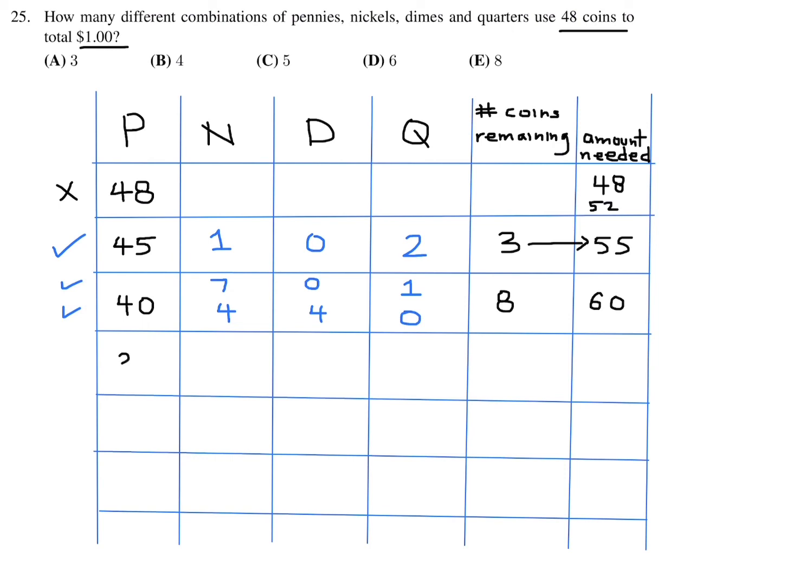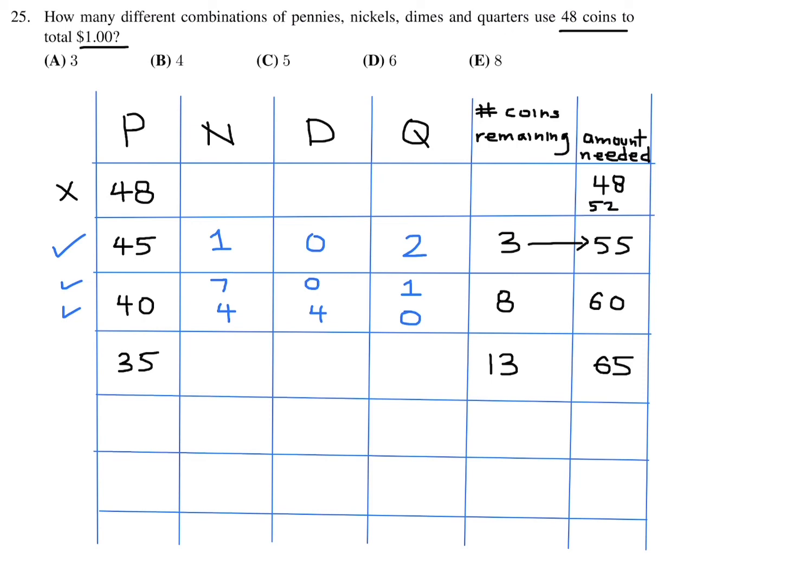Good. Making a little bit of progress. And then let's go down to the next one, 35 pennies. 35 pennies, that's 35 cents. And then that means I've got 65 cents that I need to create with how many coins? 13 coins. All right, let's see. How can I do this?